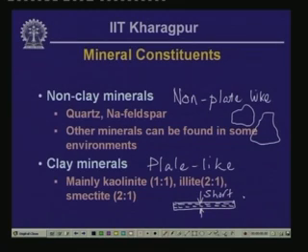Now, clay minerals typically include kaolinite. These are the major types of clay minerals. They include kaolinite, illite, and smectite. And here you can see I indicate that kaolinite is a 1:1 clay mineral, whereas illite and smectite are 2:1 clay minerals. What do I mean by that?